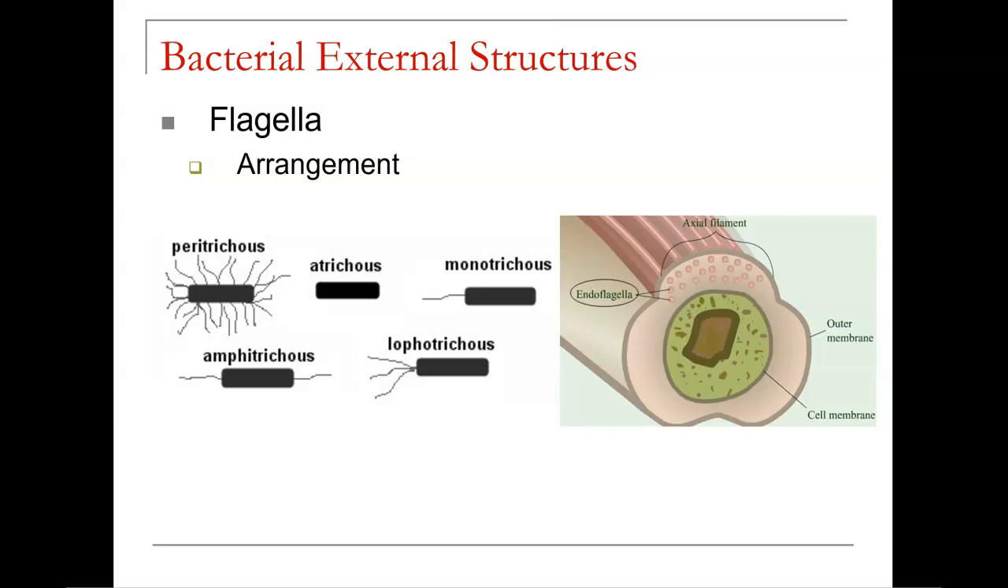So like we said, we have atrichous, which means none, and peritrichous, which is going to cover the surface of the cell, so you see them all over. You can have the polar flagella, which could be monotrichous, where you just have one coming out the side. It could be amphitrichous, where it can have one, let's say, on each side. Or you can have lophotrichous, where you have multiple flagella at one pole.